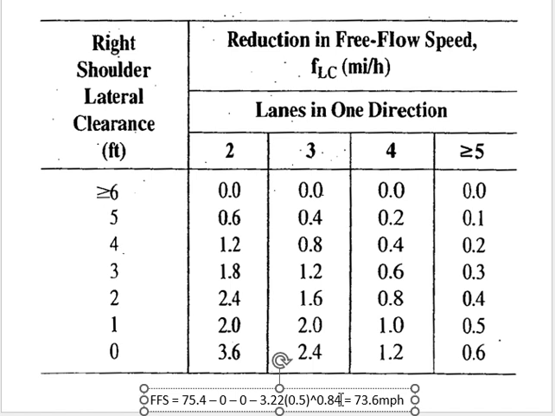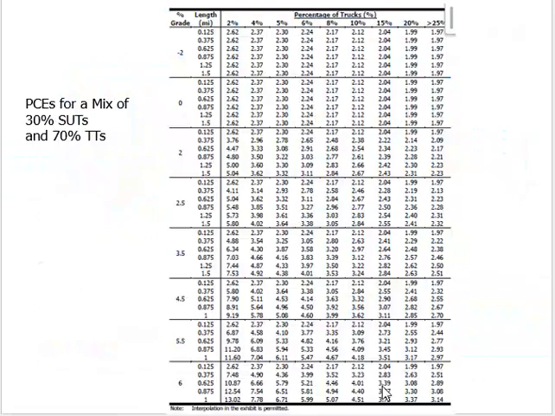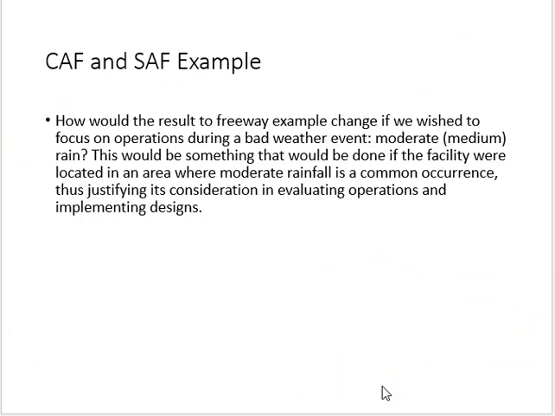Clear up to now? This is the first step. Always the first step is to find out the free flow speed. If it is not given, you calculate it. The second step is to find out the factor for heavy vehicles. For finding out the factor of heavy vehicles, I need to know the percentage of heavy vehicles and I need to know the terrain.